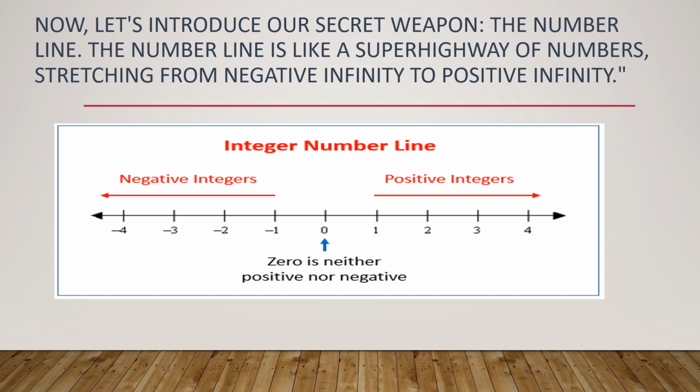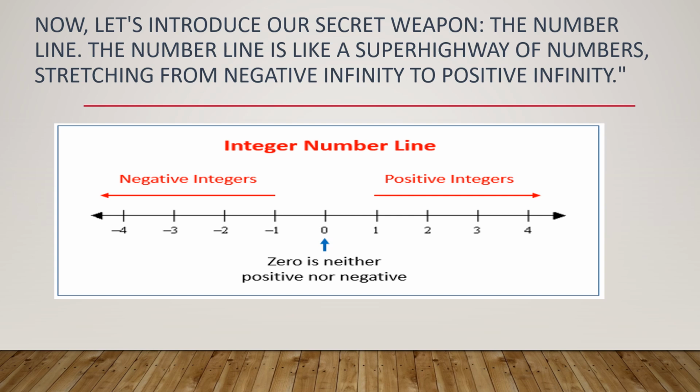So now let's introduce our secret weapon, the number line, which is the main ingredient of this whole lesson. The number line is like a super highway of numbers stretching from negative infinity to positive infinity. As we all know, there is no limit to the numbers, whether it's a positive number or a negative number. It goes on. So that's why we use the word infinity.